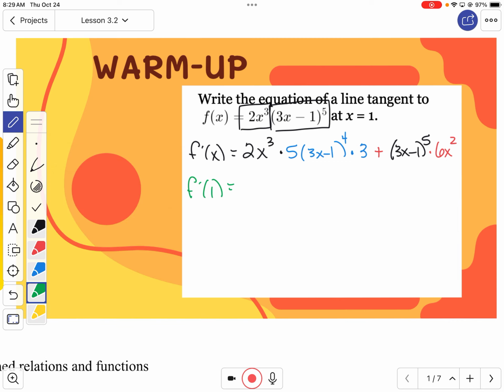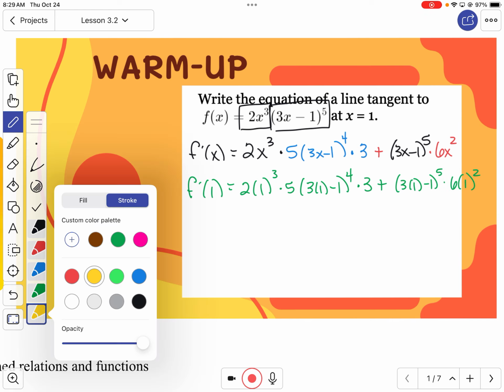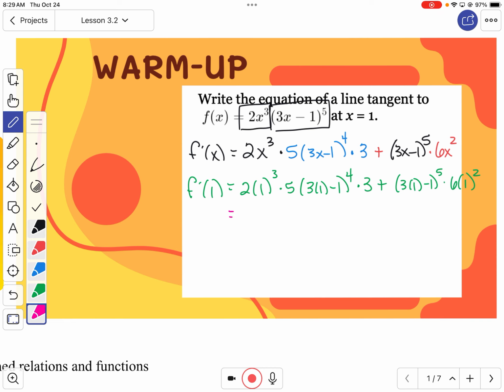So f prime at 1 would be 2 times 1 to the third times 5 times (3 times 1 minus 1) all to the fourth, times 3, plus (3 times 1 minus 1) to the 5th times 6 times 1 squared. Thank goodness it's a 1, right? Alrighty, so that's going to give me 2 times 5, 2 to the 4th, 16, and then times 3. Plus 2 to the 5th, which will be 32, and then times 6. A little bit of multiplication here.